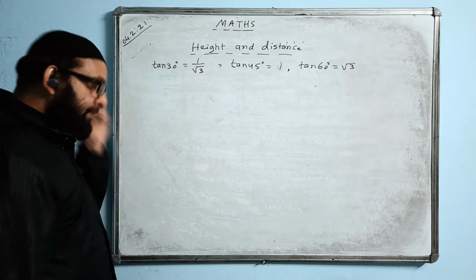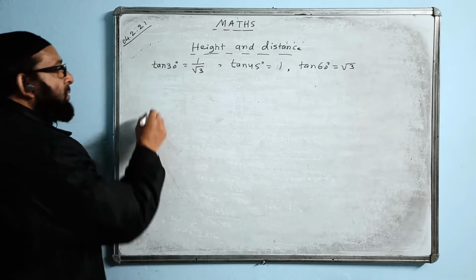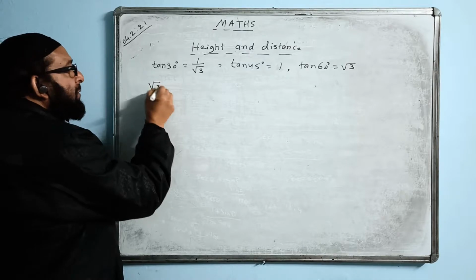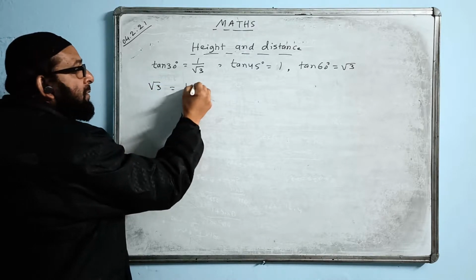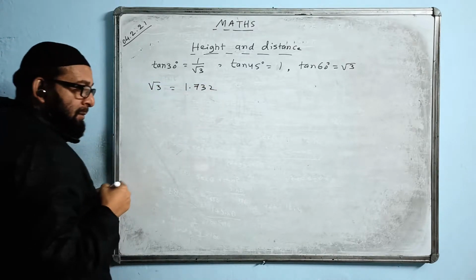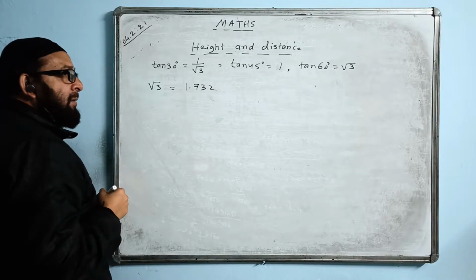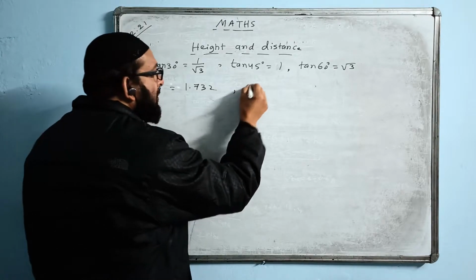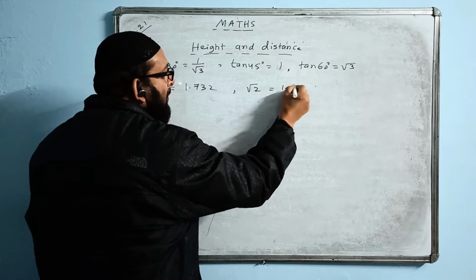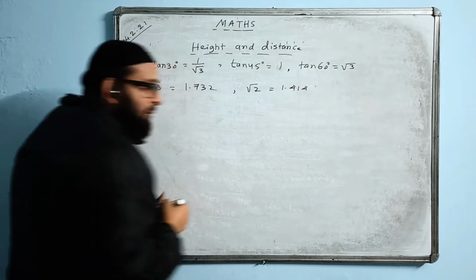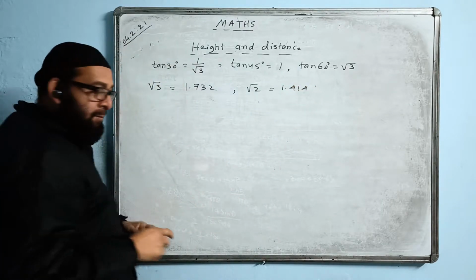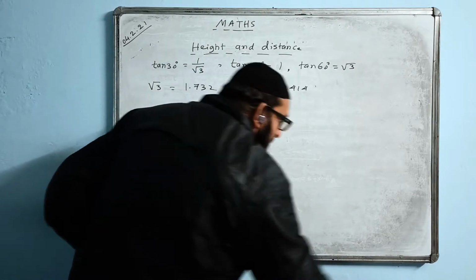Okay. Now suppose, root 3 numerical value is how much? You know, root 3 value is how much? 1.732. And root 2 value is how much? 1.414. Okay.